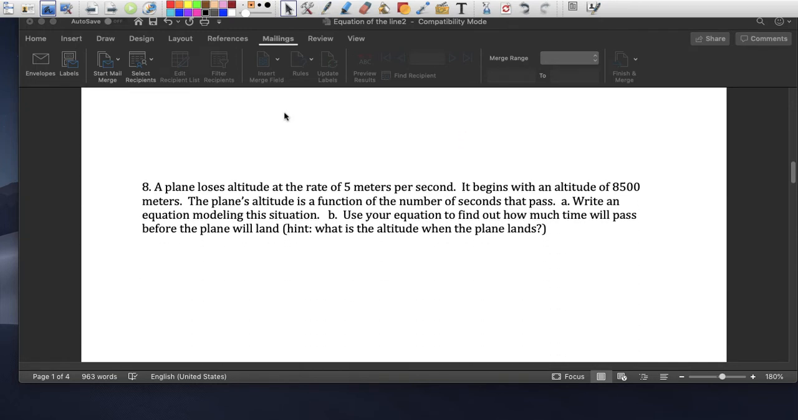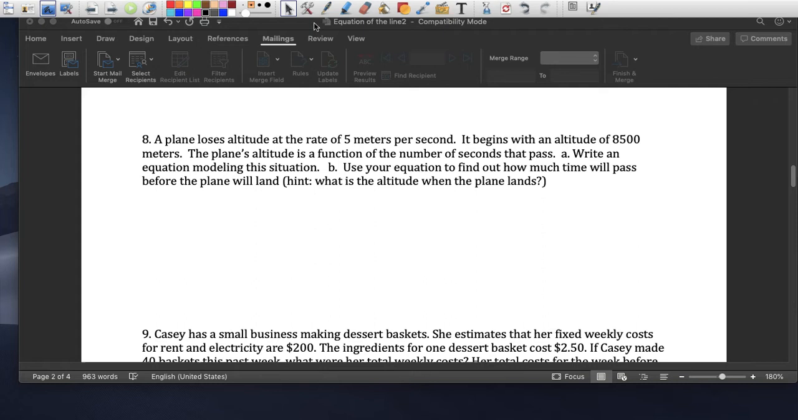8, here's a plane. It's descending, it loses altitude, so the slope is going to be -5. It begins with an altitude, so b, the y-intercept, is 8,500. Let's write the equation. Y equals -5x plus 8,500. That would be my equation, yeah? Writing the equation is done.